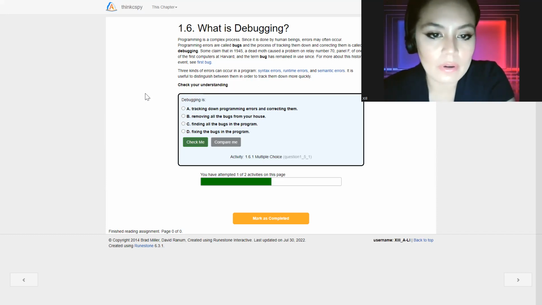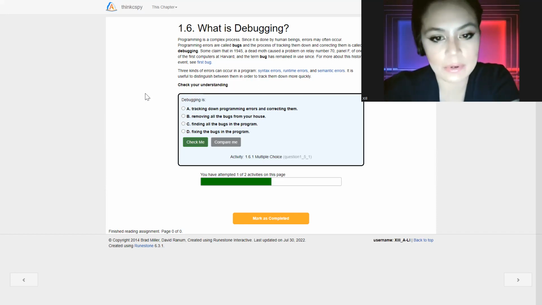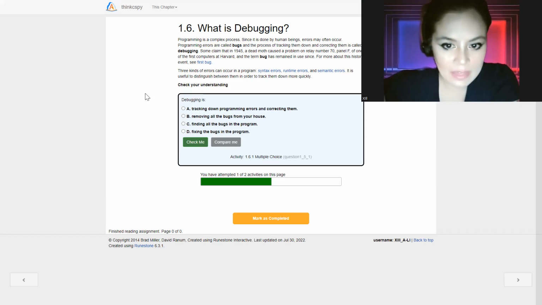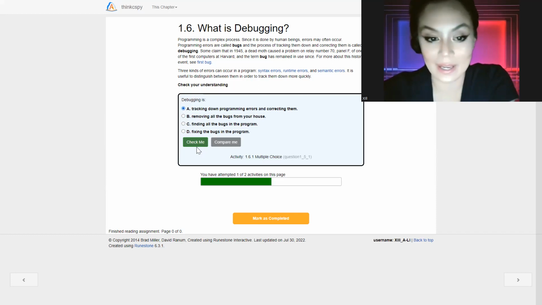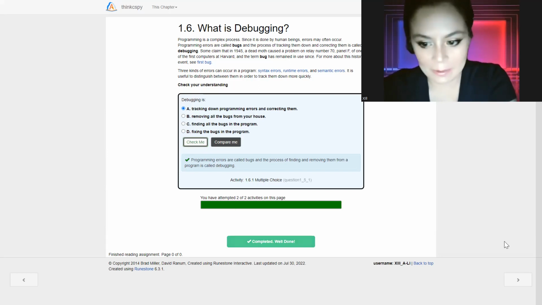So, comprehension question: debugging is A, tracking down programming errors and correcting them, B, removing all the bugs from your house, C, finding all the bugs in the program, D, fixing the bugs in the program. I'm gonna go with A, tracking down programming errors and correcting them. Programming errors are called bugs, and the process of finding and removing them from a program is called debugging.